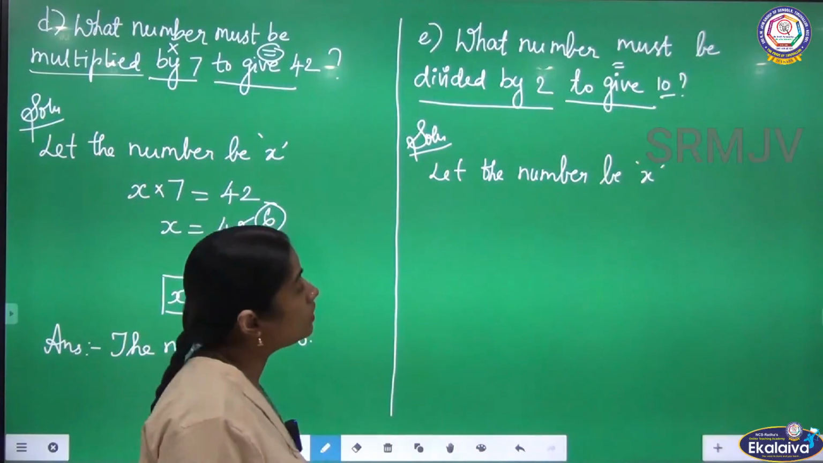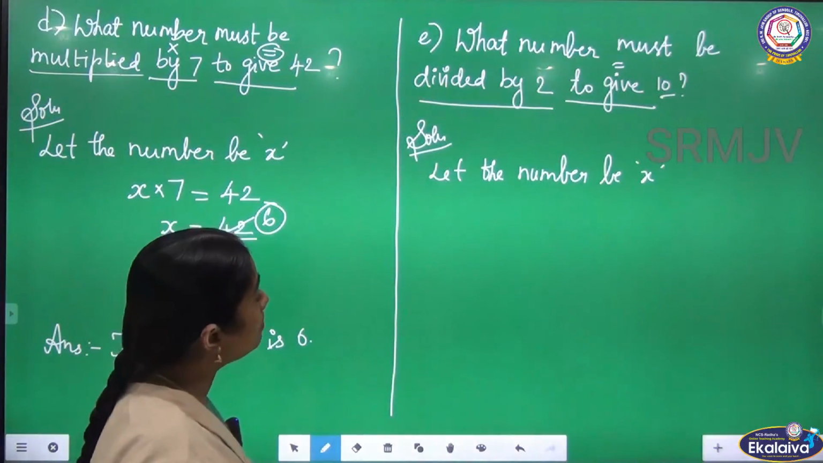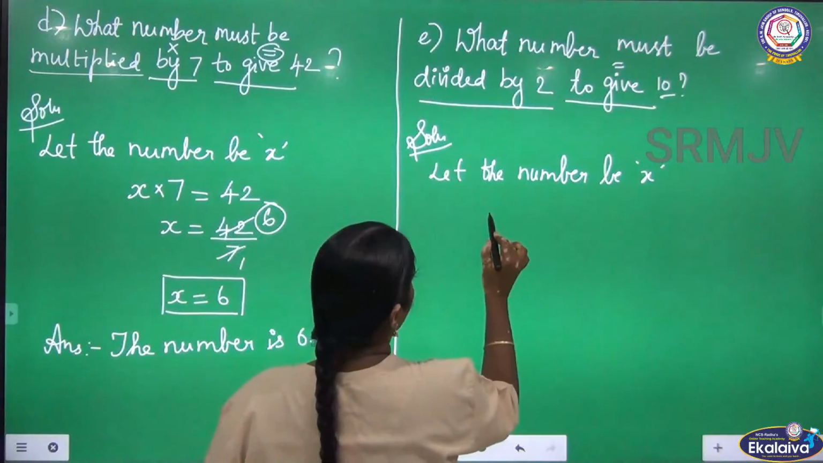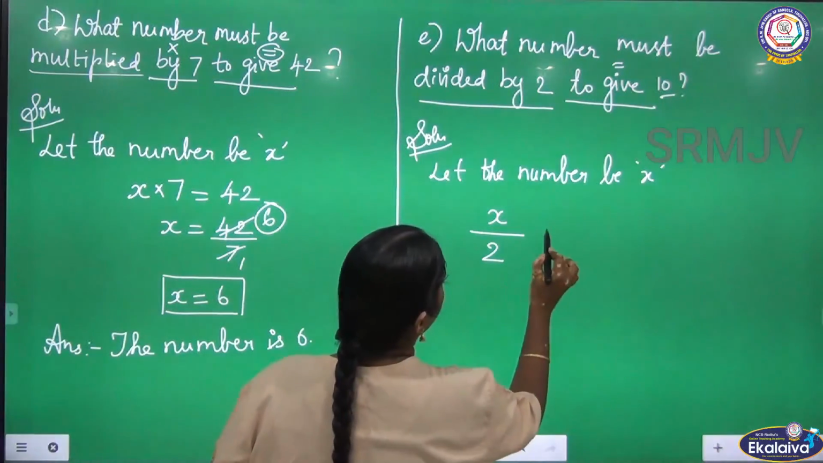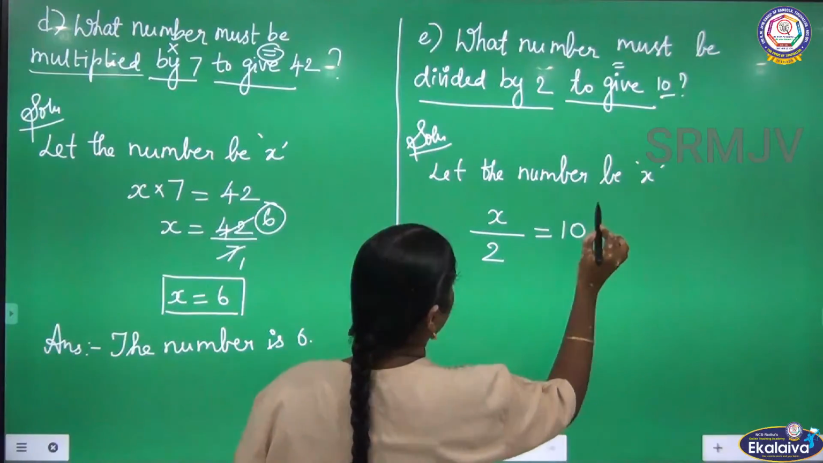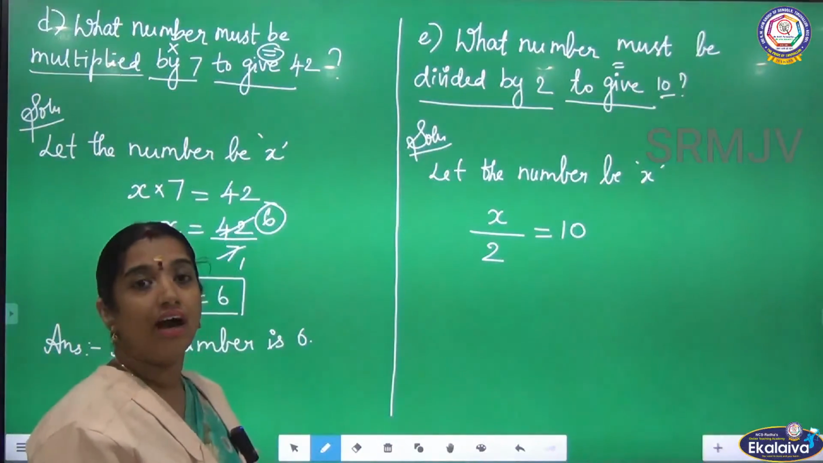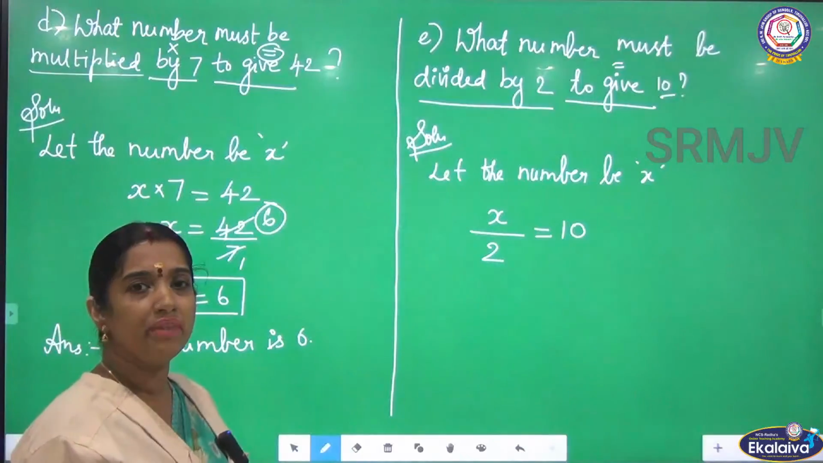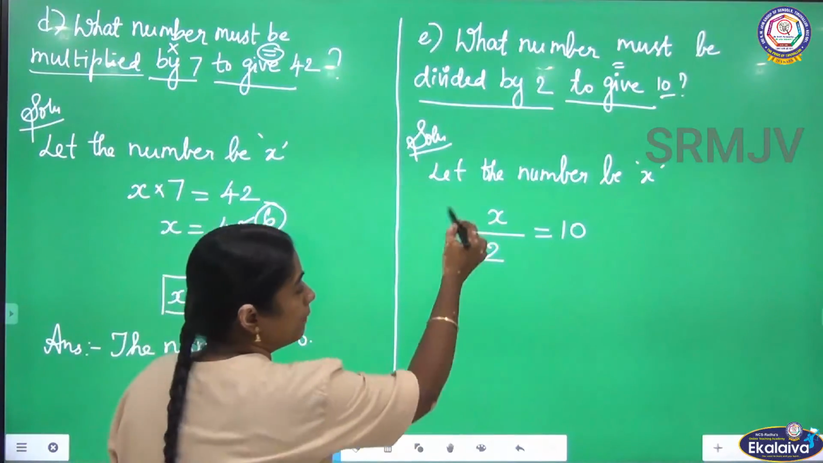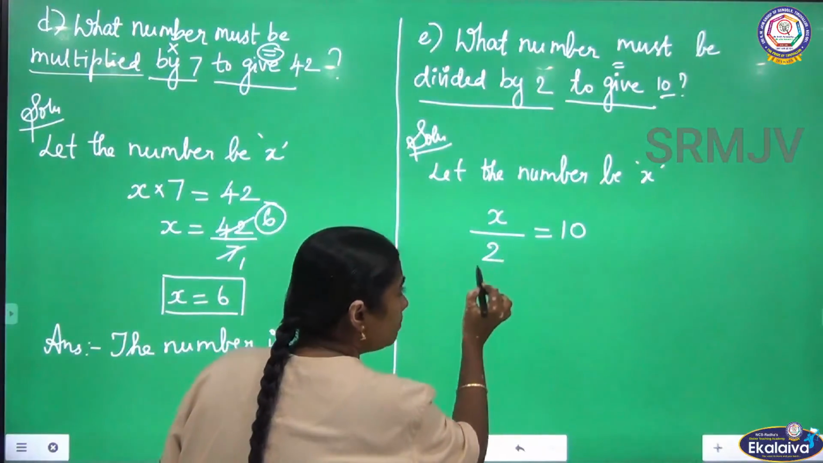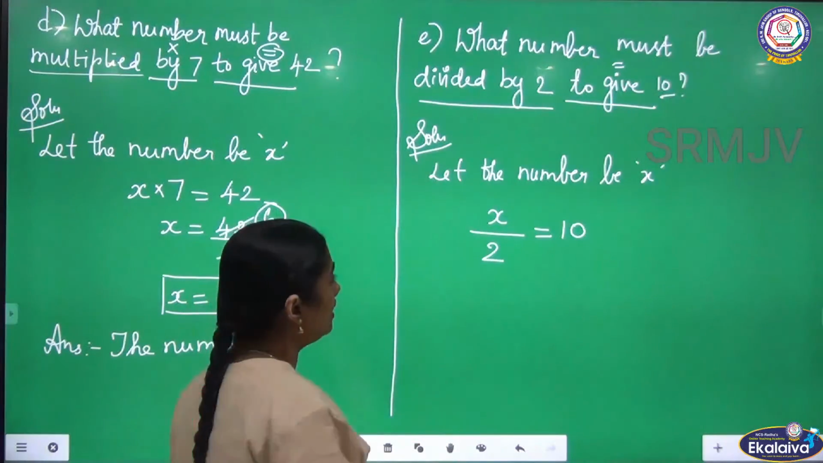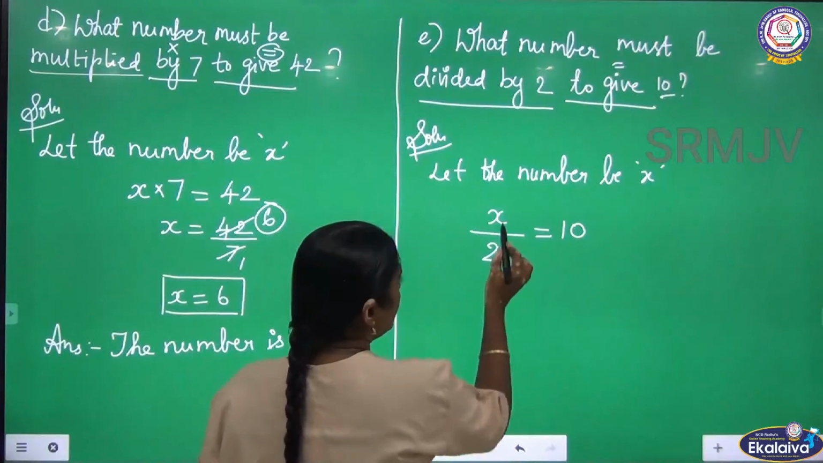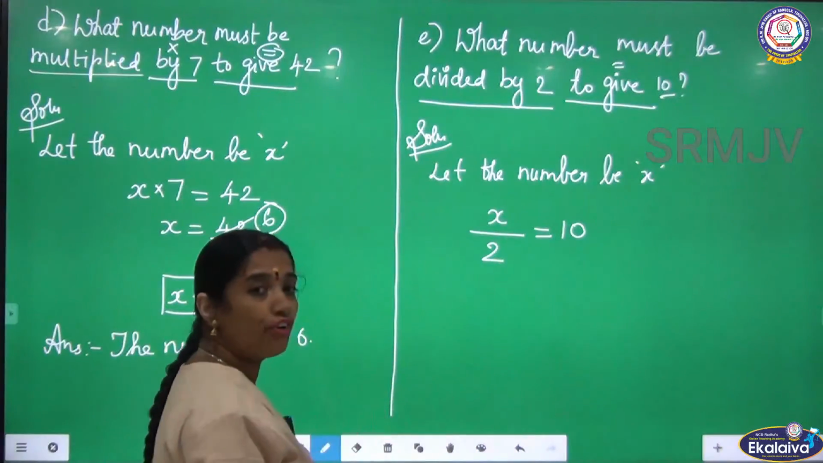Let the number be x. So, listen. What number must be divided? A number, when I divide by 2, I can get the answer to be 10. According to the question, I frame the equation. A number, when I divide by 2, it gives 10. Clear, children? So, listen, I have to find out the value for x.